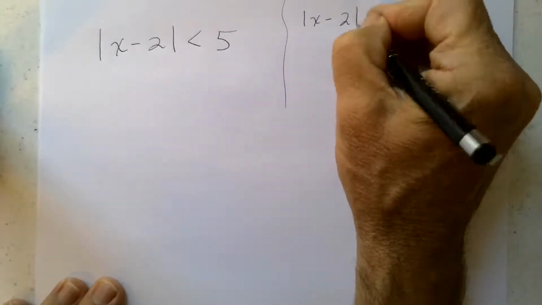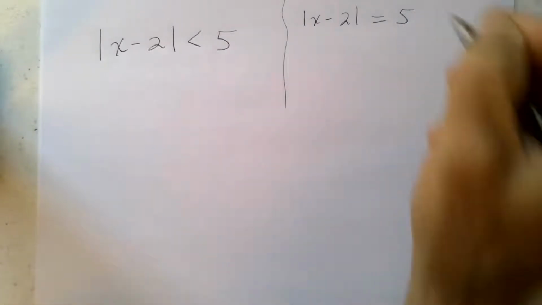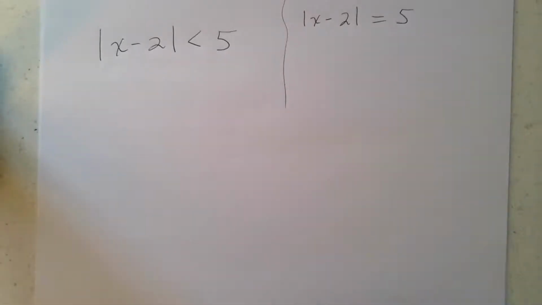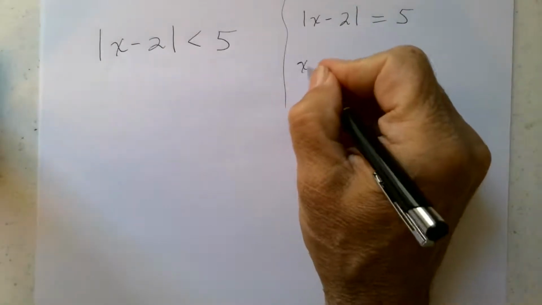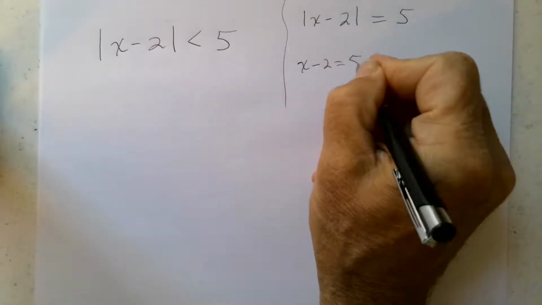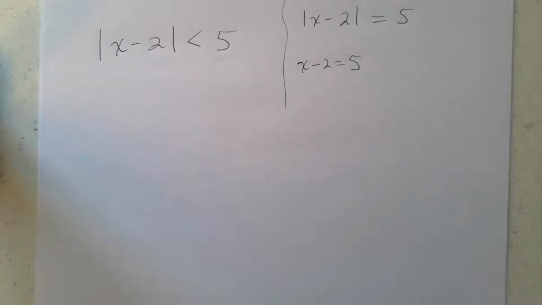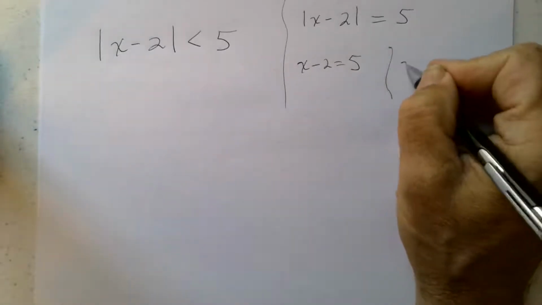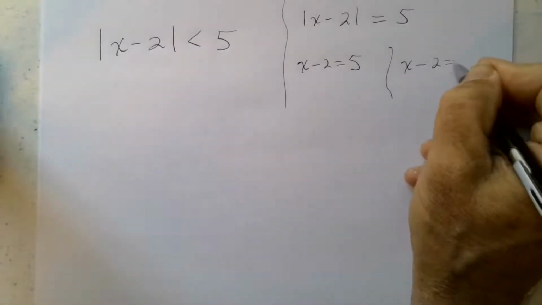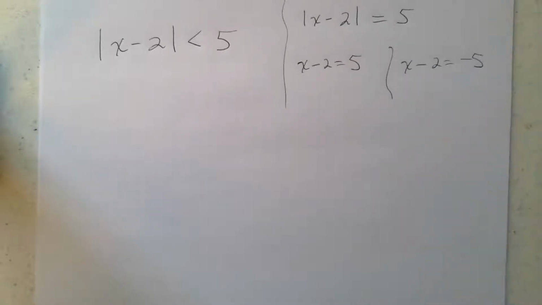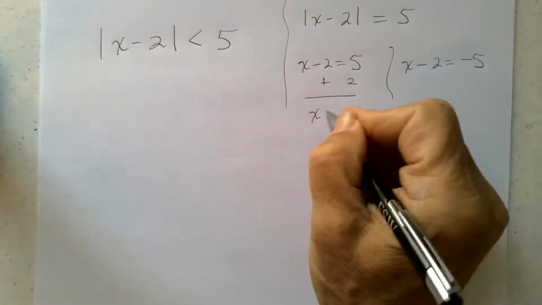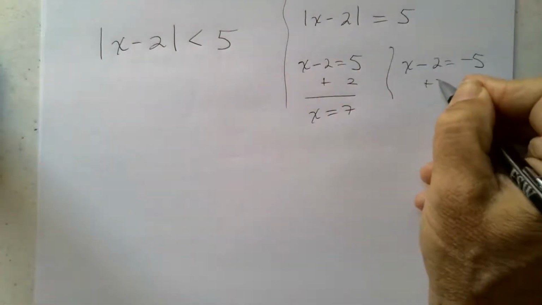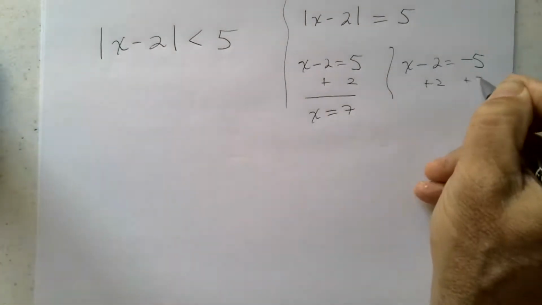So absolute value of x minus 2 equals 5. You've got to think about, when is that true? When does the absolute value of x minus 2 equal 5? Well, there's two possibilities. X minus 2 could equal 5, or x minus 2 could equal negative 5. Right? The absolute value of negative 5 is 5. So adding 2 here, we get x is 7. Adding 2 here, we get x is negative 3.